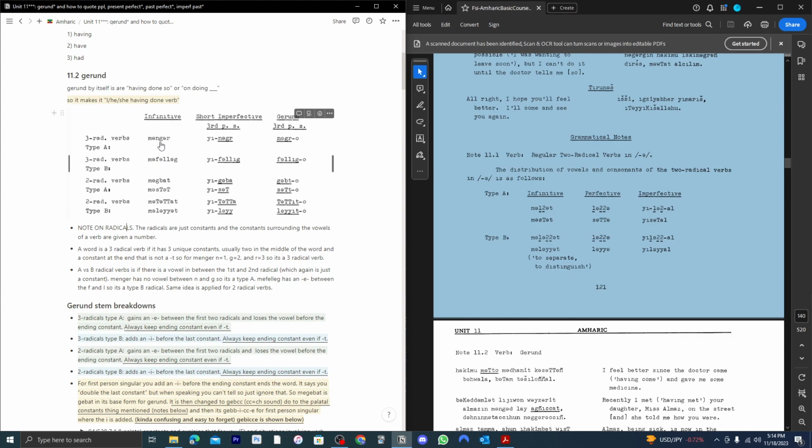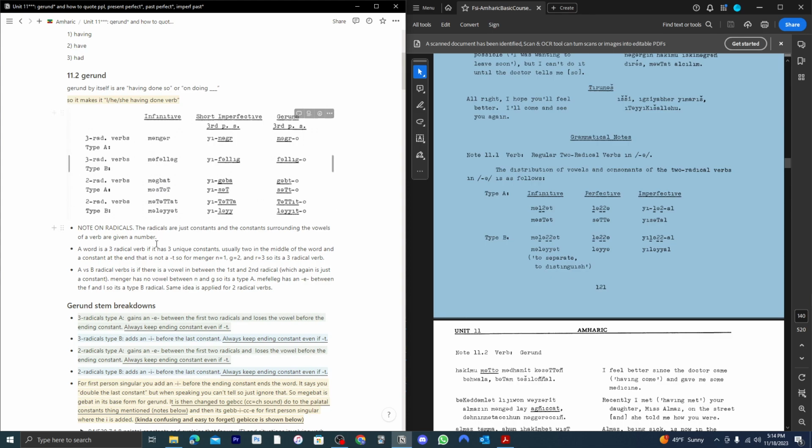So this one has 1, 2, 3 consonants. Remember, T does not count at the end, so it's called a 3 radical. Fellig, F. There's 2 L's here, but it just counts as 1. G. So 1, 2, 3. Boom. 3 radical verb. For 2 radical verbs, same idea. 1, 2. Remember, the T at the end doesn't count. Even if it's glottalized like it is here, it doesn't count. So this is a 2 radical verb.